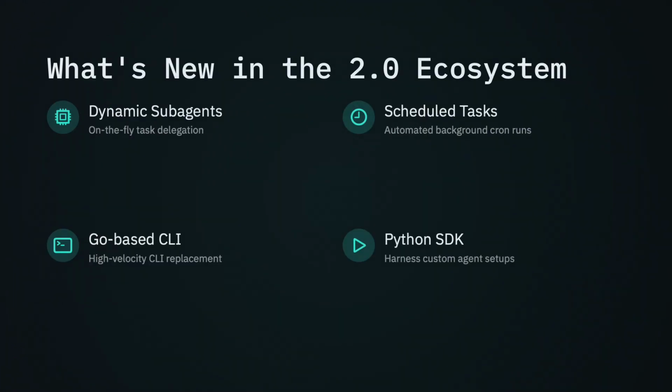To be fair, Google did ship new features under the hood. They introduced dynamic subagents instantiated on the fly, scheduled tasks for background automation, a Go-based terminal interface to replace the old Gemini CLI, and a Python SDK for running custom agent harnesses programmatically. It is all powered by the speed of Gemini 3.5 Flash.